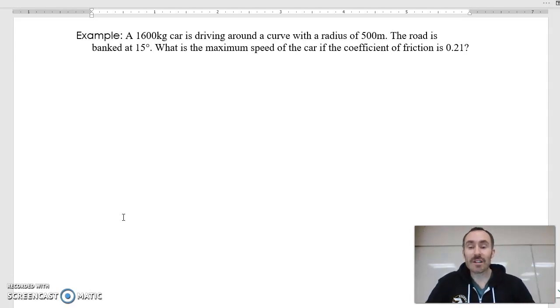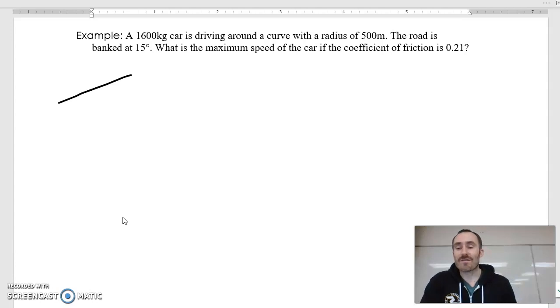A 1,600 kilogram car is traveling around a curve with a radius of 500 meters. The road is banked at 15 degrees. What is the maximum speed of the car if the coefficient of friction is 0.21? Okay, the fact that this roadway is banked changes everything. Well, not everything. It changes how we should think about this a little bit. So, banking the roadway at 15 degrees, this is far more than 15 degrees, but let's go with it.